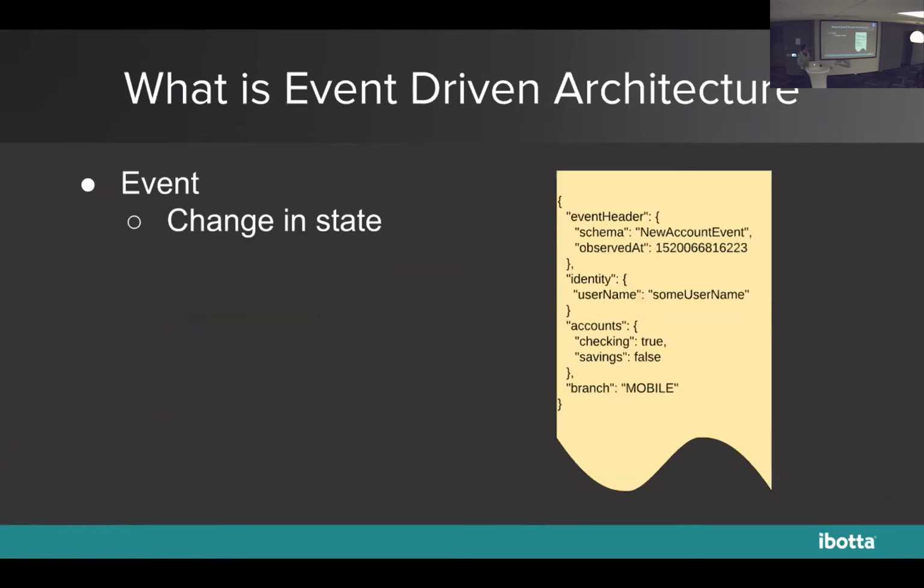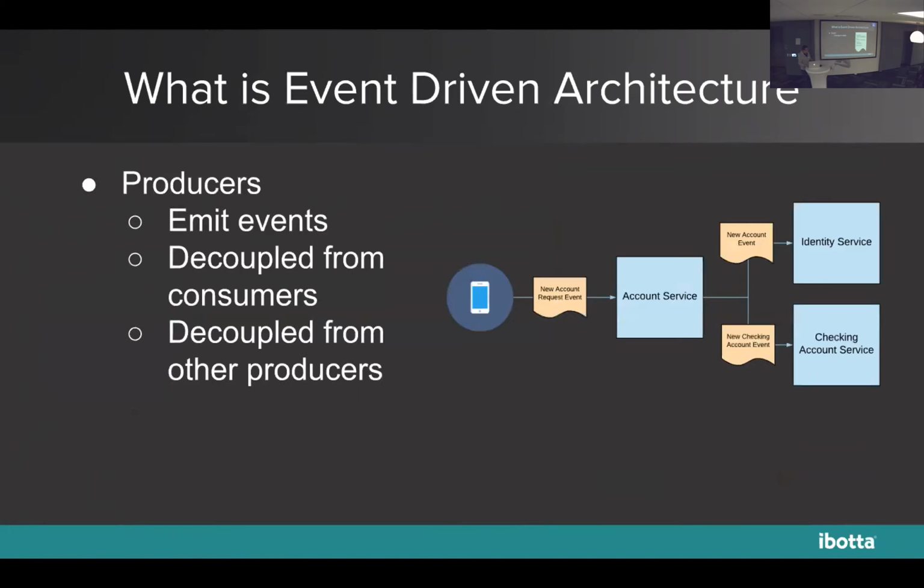So what is an event, right? An event is a change in state. And to the left is just an example, right? This is a JSON event, but it doesn't even have to be text. It could be binary, it could be some type of messaging format, right?